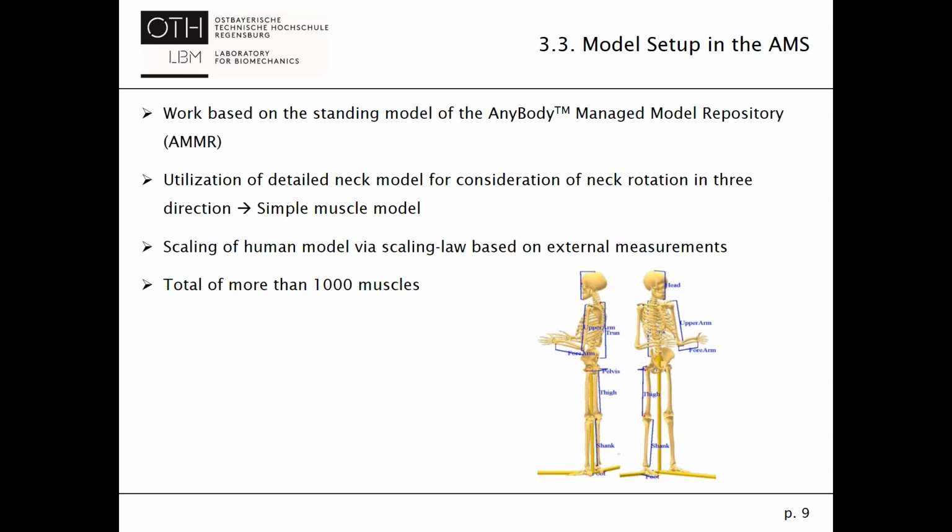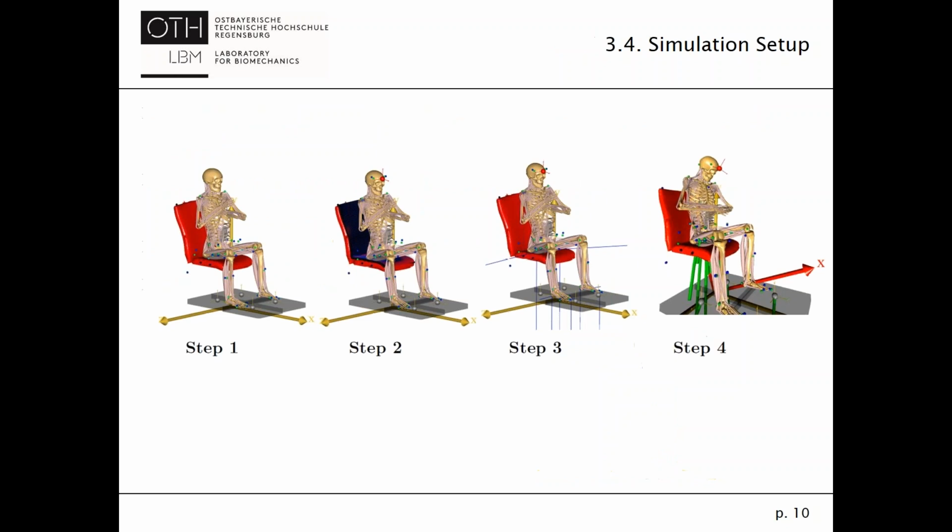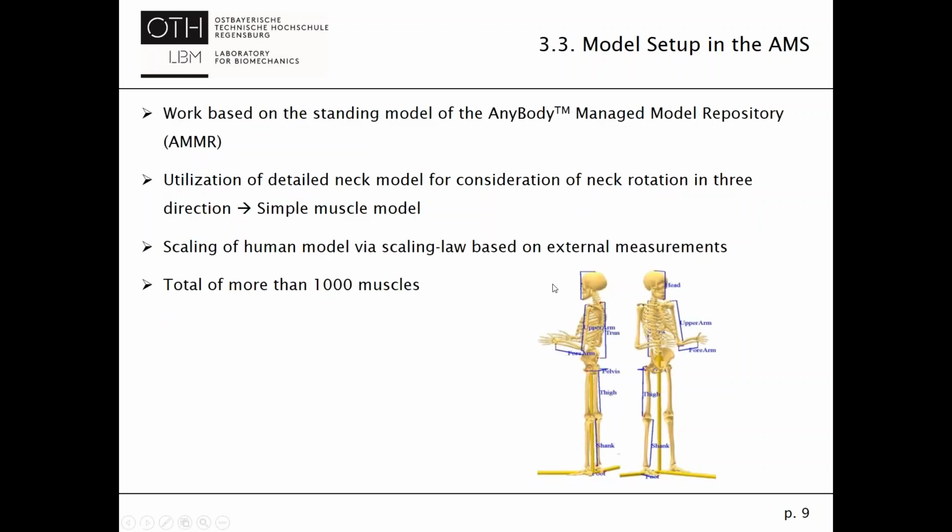Next we scaled the human to the height and the weight of the test subjects by utilizing a scaling law based on external measurements. Therefore the test subjects had to adopt a position that can be seen here in this figure. The human body model which we use contains a total of more than 1,000 muscles.